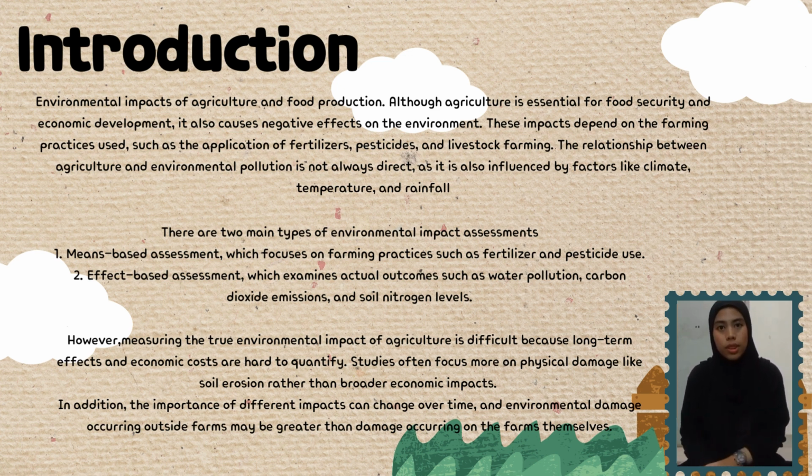Measuring the true environmental impact of agriculture is difficult because long-term effect and economic costs are hard to quantify. Studies often focus more on physical damage like soil erosion rather than broader economic impact. In addition, the importance of different impact can change over time, and environmental damage occurring outside farms may be greater than damage occurring on the farms themselves.